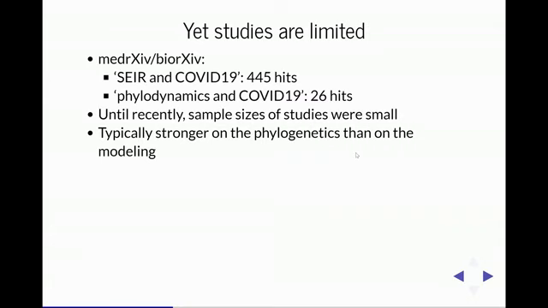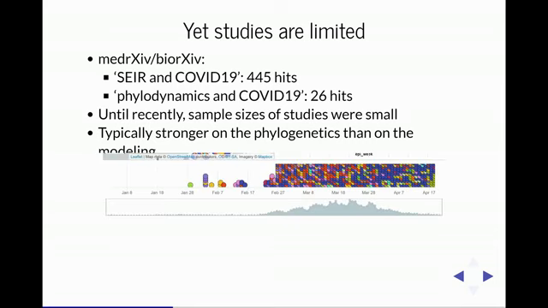So despite having thousands of sequences, studies are fairly limited in terms of phylodynamics. If you look at medRxiv, bioRxiv, and search for SARS and COVID-19, you come up with hundreds of hits, and you just have to do a cursory search of people who've been trying to model the spread of coronavirus, and you'll see that there are many, many studies, many compartmental models, etc. If you look for phylodynamics and COVID-19, you get just a handful of hits.